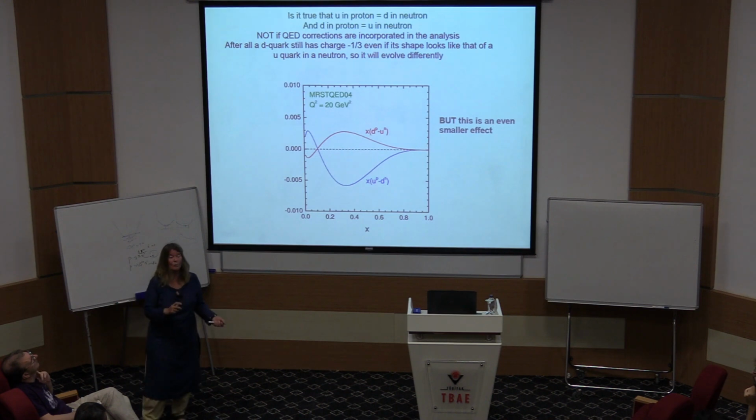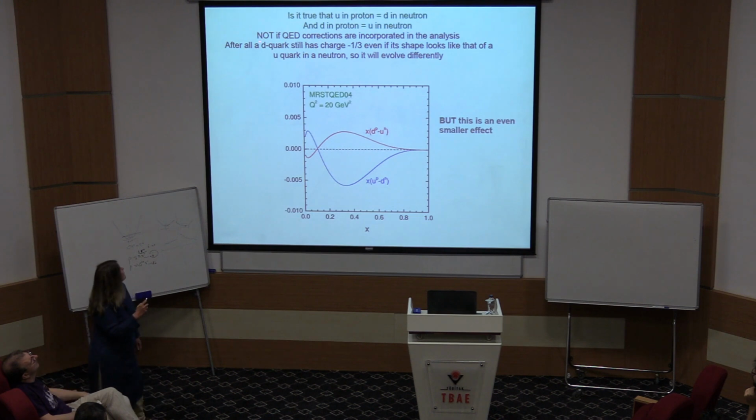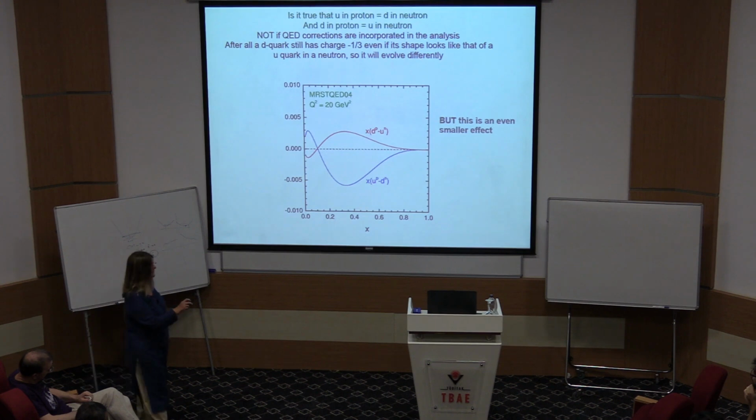So when it starts doing QED radiation, as they all do, that's going to be different than a real D if what you've got is a U. So in fact, you have to take into account electroweak corrections to your partons, and you're going to find these tiny differences between Ds in the proton and Us in the neutron and vice versa. They're certainly tiny, but they're there. Again, if you want real precision, you have to take it into account.